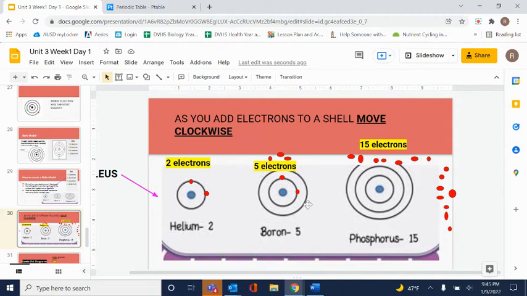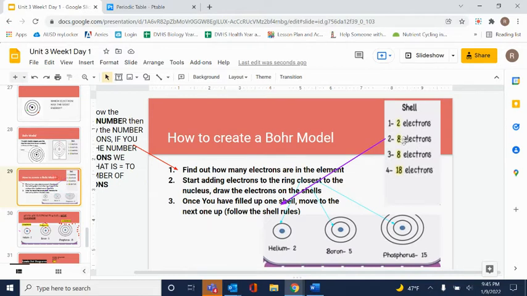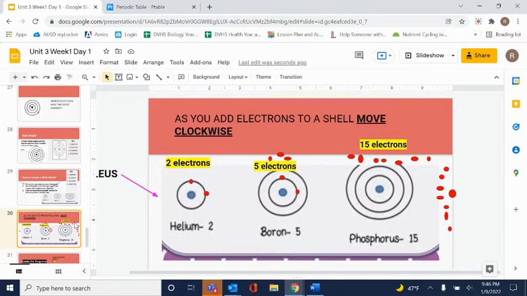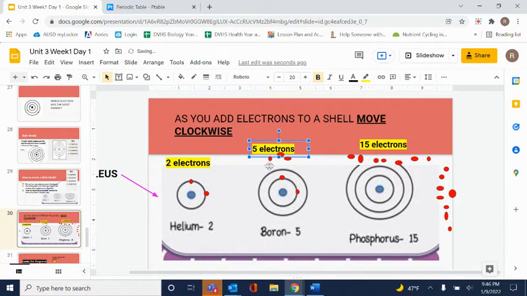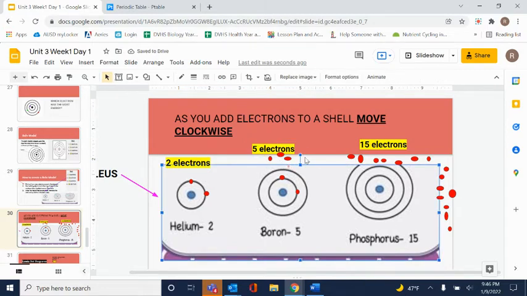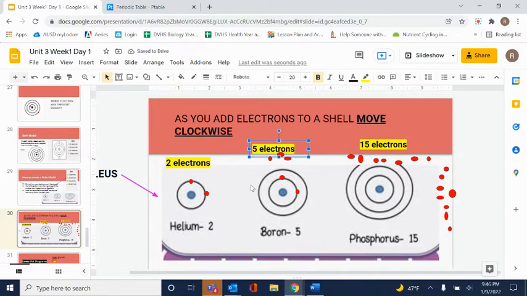So I have to go to the second ring. And let's remind ourselves of how many can fit. There can be 8 electrons in the second ring. Now, I only have 3 electrons left. Just because it's not 8, that doesn't matter. That's totally fine because we don't have to fill it up every time. For boron, it only has 5 electrons, and so we only have 3 left. That's fine. It'll fit in the second ring.